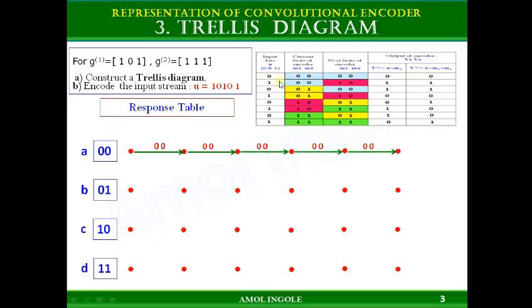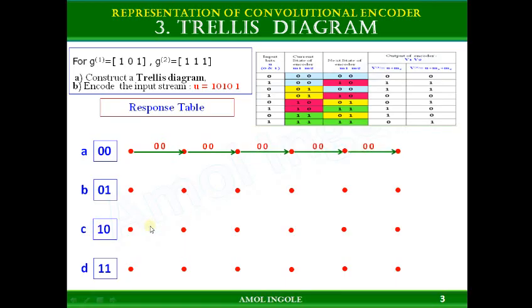Now let's go to the second row of the response table, where again you are at the 00 initial state and 1 input is given. The input bit is now 1. So from here you have to start, right? This was the starting point of our trellis. With input 1, it will take you to the next state, which is 10. You are in the 00 state, the input bit is 1, so it will take you to the 10 state.